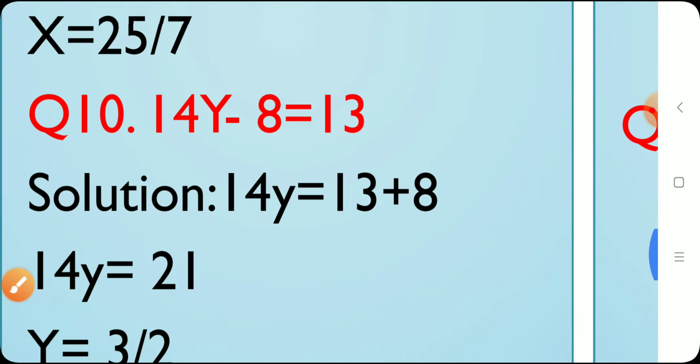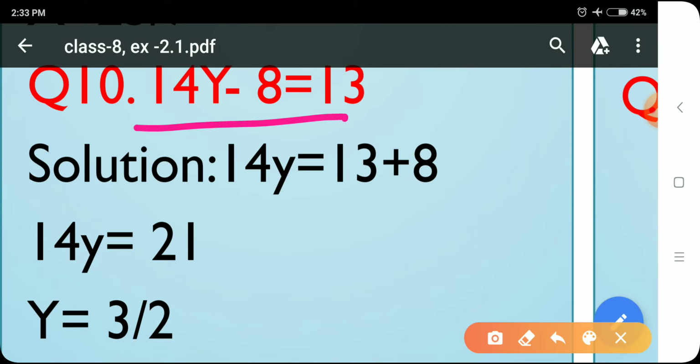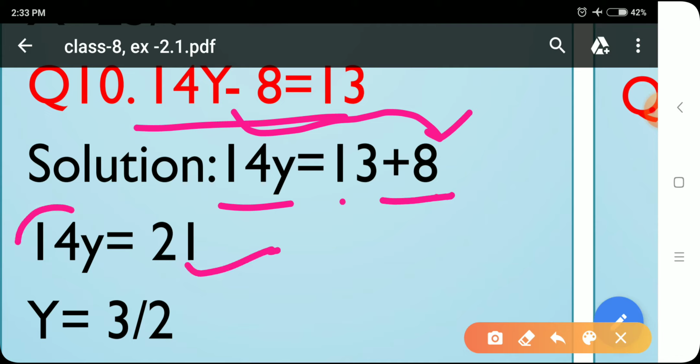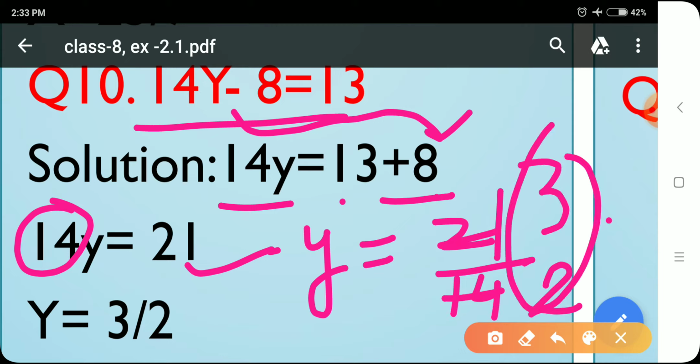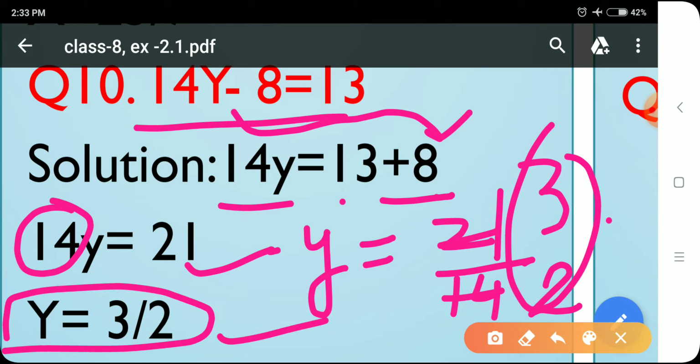In question number 10, 14y minus 8 is equal to 13. You will write 14y is equal to 13 plus 8, as this minus 8 will change into plus 8. So 13 plus 8 will become 21. And this 14 is in multiplication, so it will change into division. You will change 7 into 3, 21, and 7 into 2, 14. So it will become 3 by 2. So y is equal to 3 by 2 is your answer.